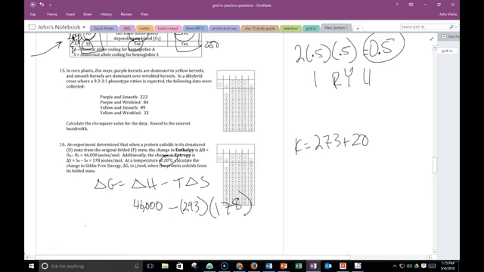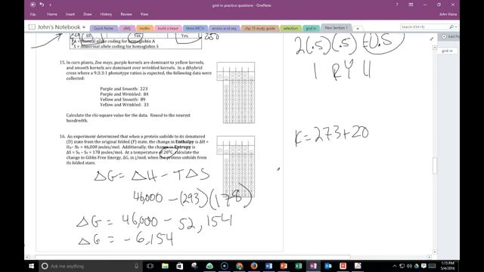So they want you to calculate delta G, which is 46,000 minus what's 293 multiplied by 178? 52,154. So subtract that from 46,000, and your delta G is negative 6,154. At this temperature, calculate the change in Gibbs free energy.